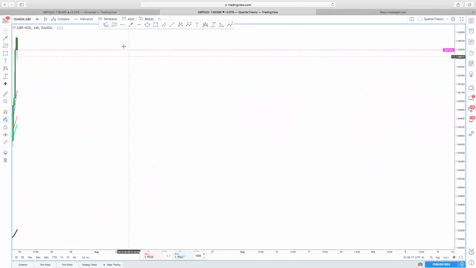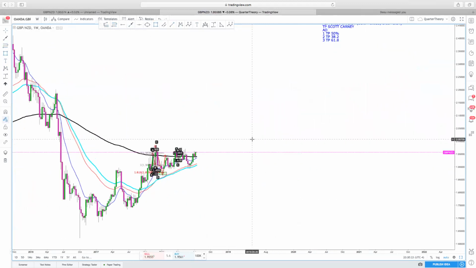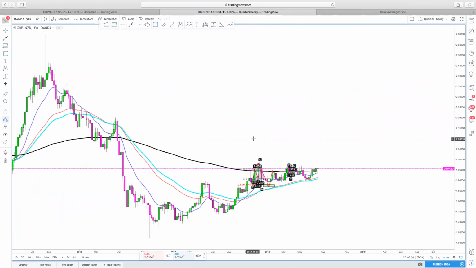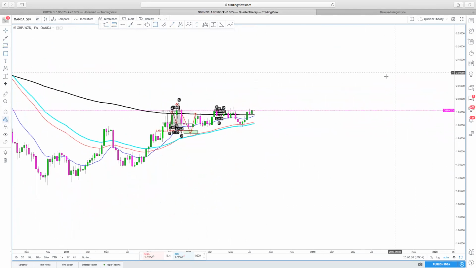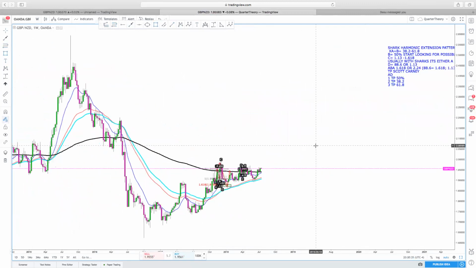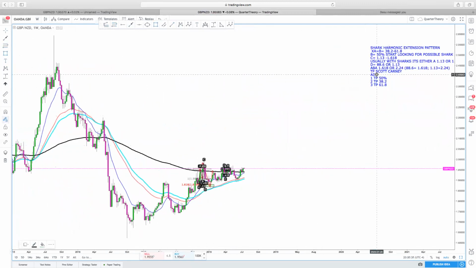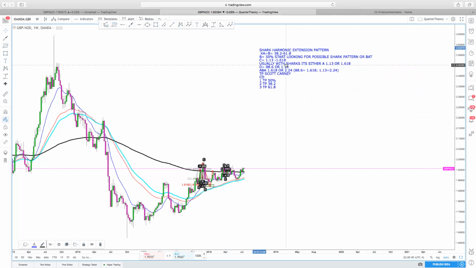Let me go back over here. I think it was in the weekly I put it. Take profit is from C to D. Sorry about this. One thing about TradingView, it's all over the place. Okay, so there you go.